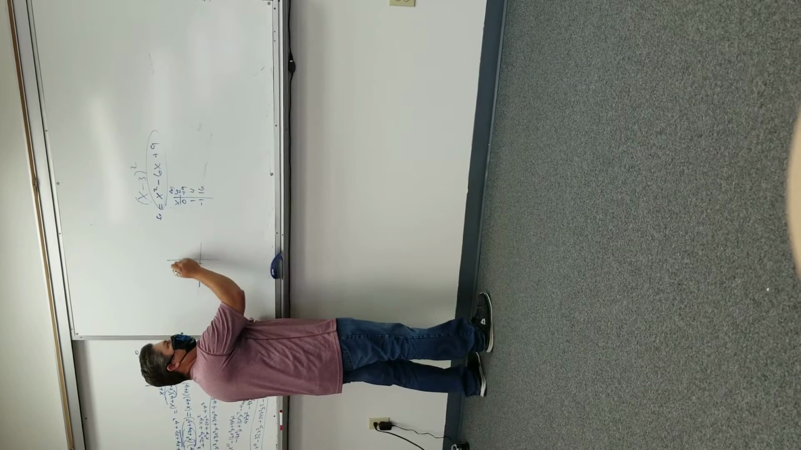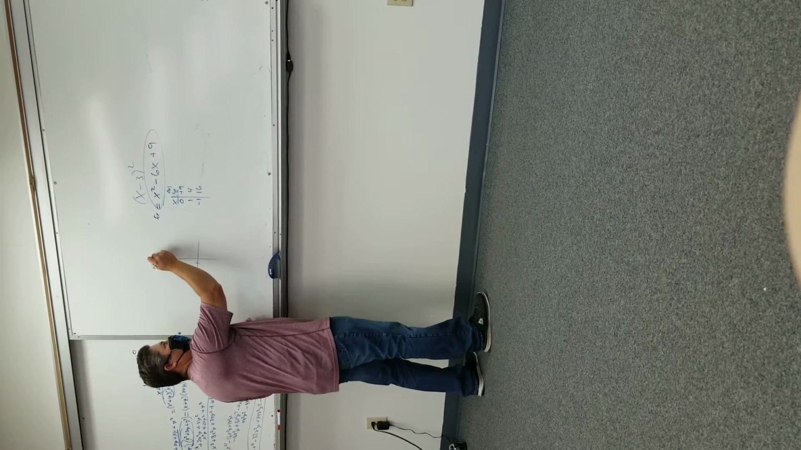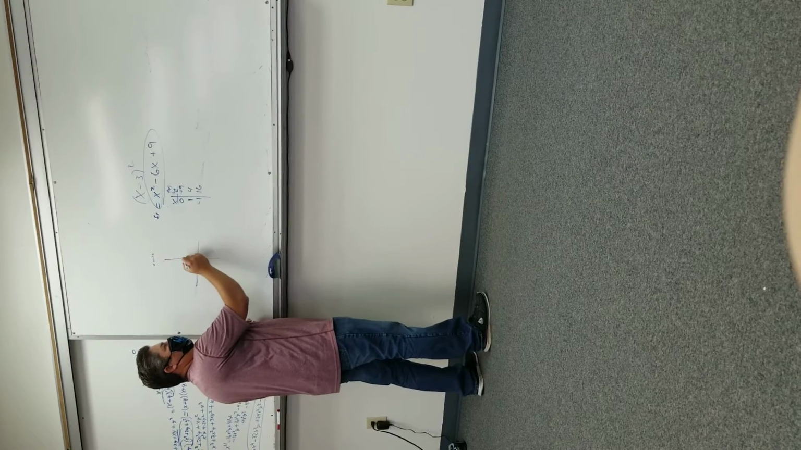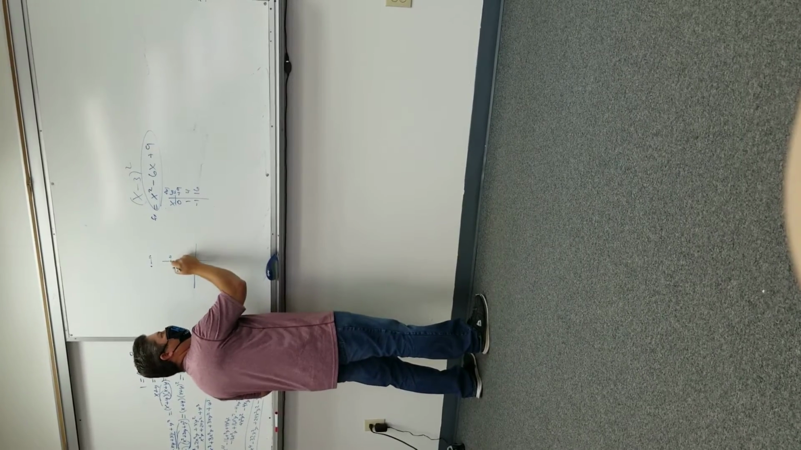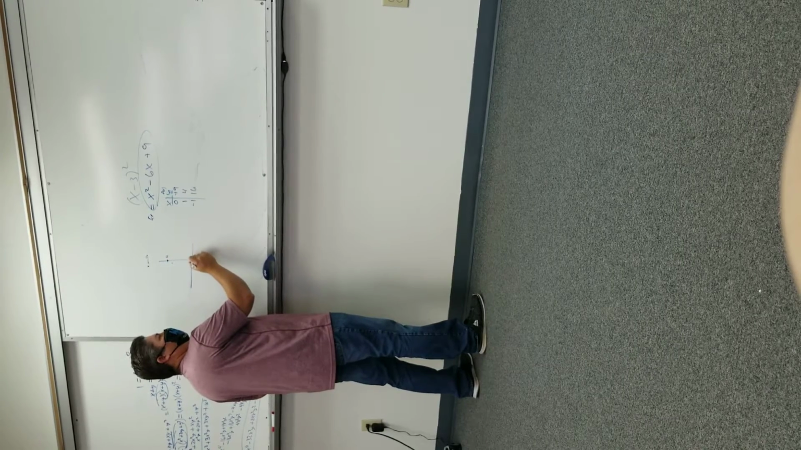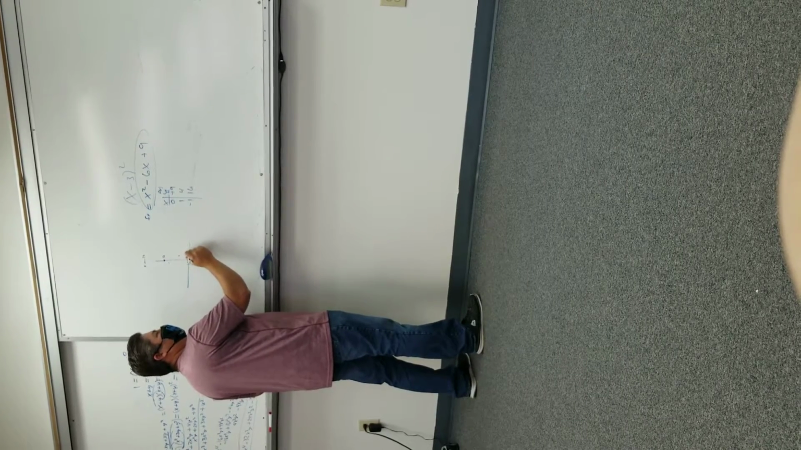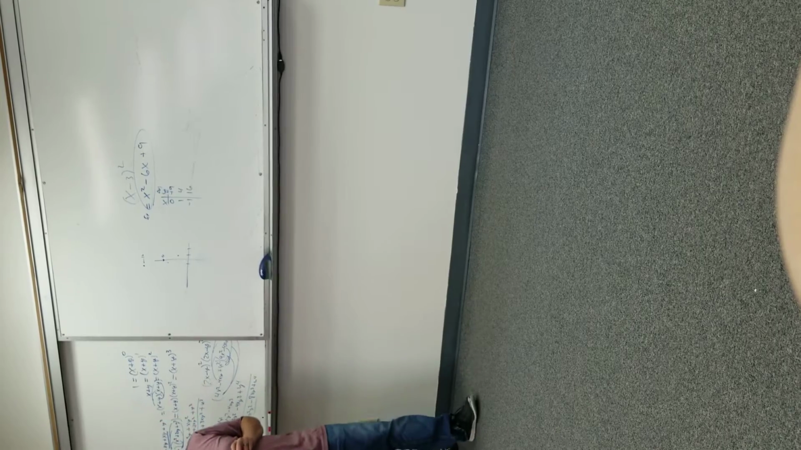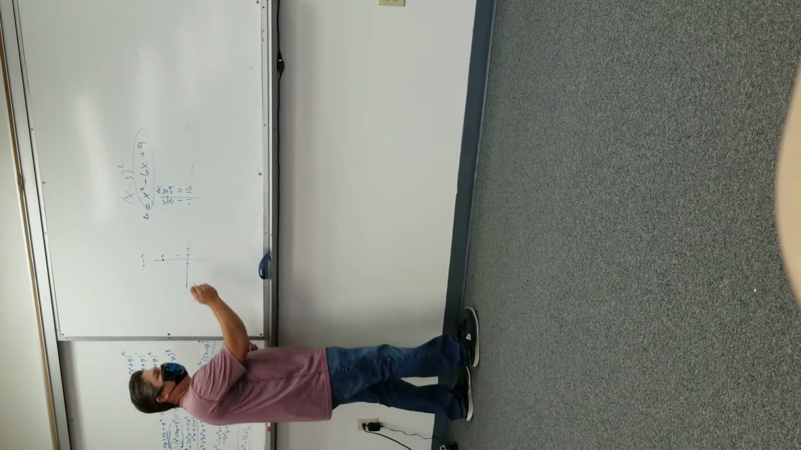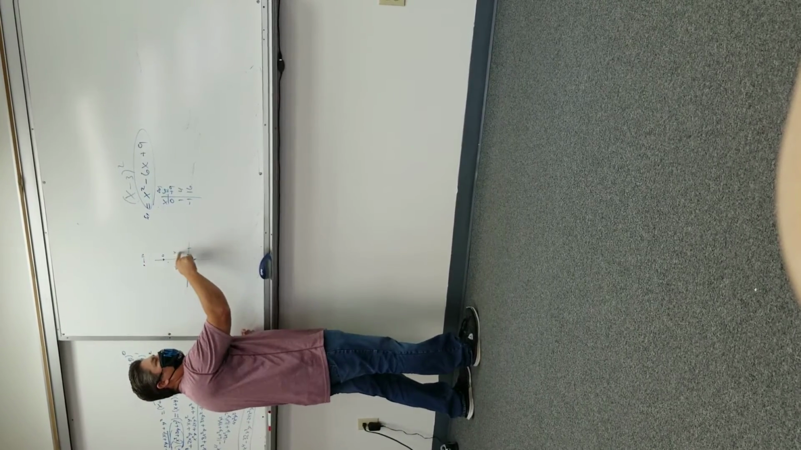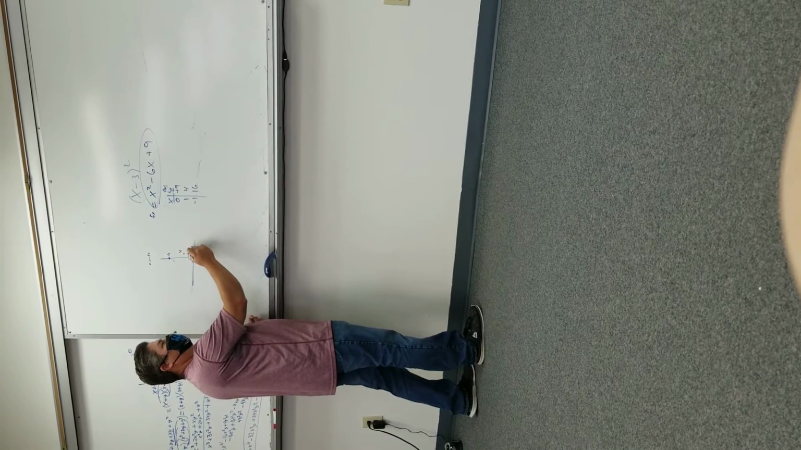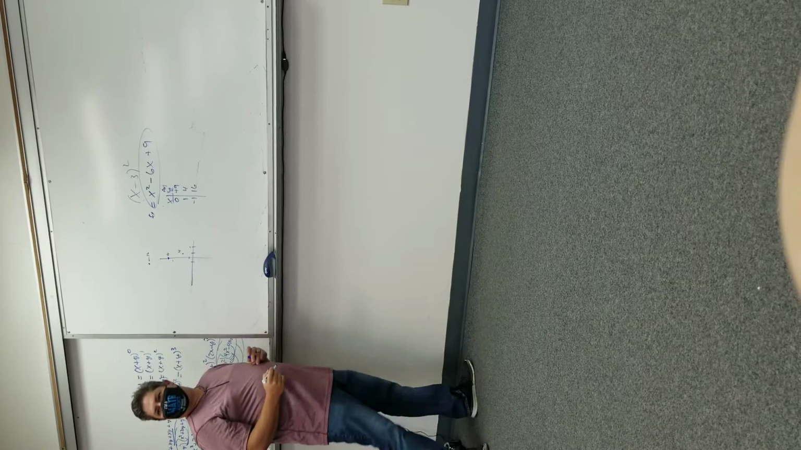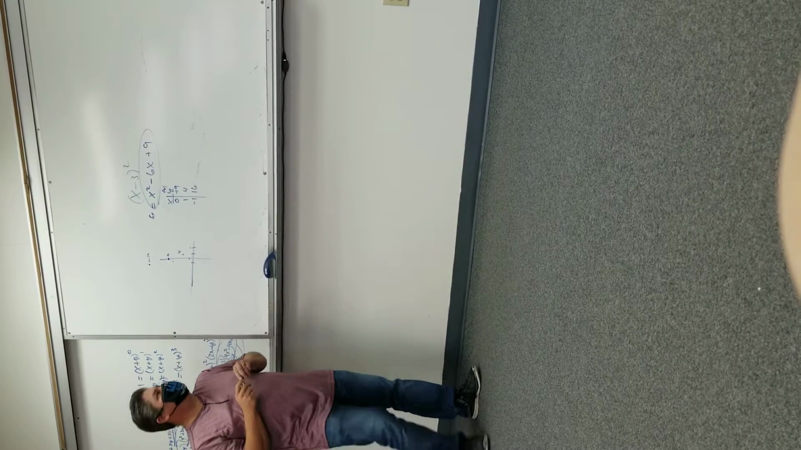Negative 1, 16. Then 0, what? 9. And then 1, what? 4. What's your guess on 2 without even plugging it in? Do you see it? Do you see the pattern? Perfect square, perfect square, perfect square. Oh. What's the next one going to be? It's going to be 1. I'll plug it in just to show you, but it'll be 1.